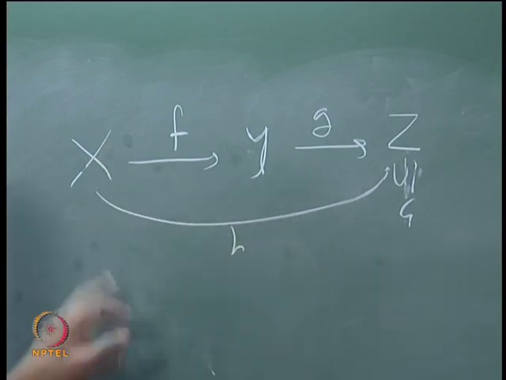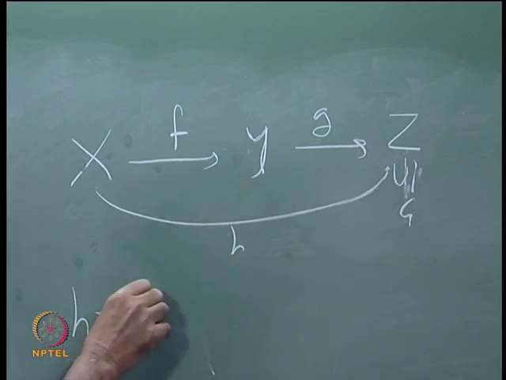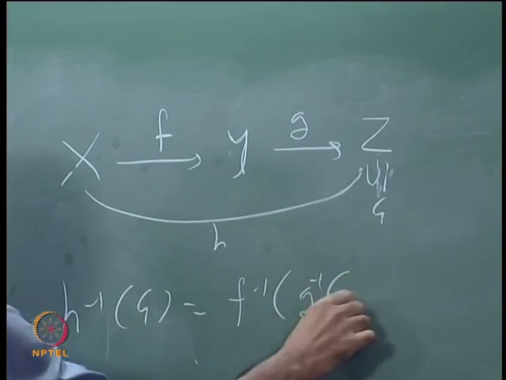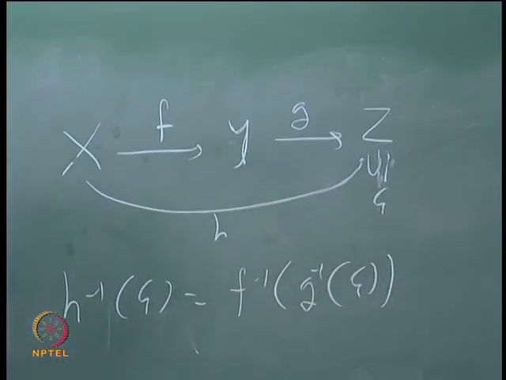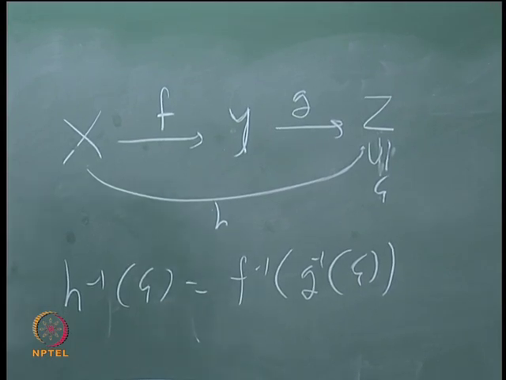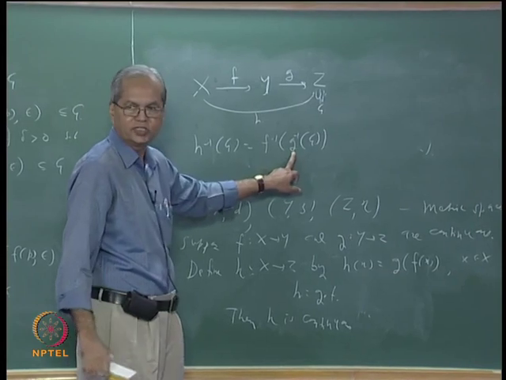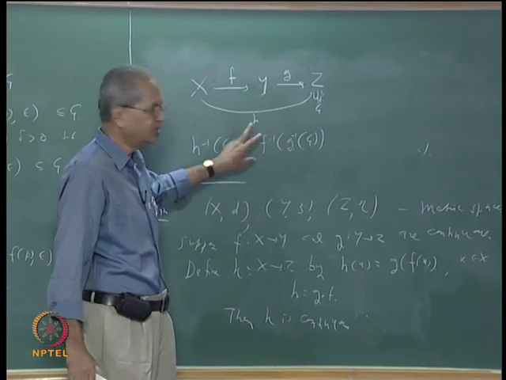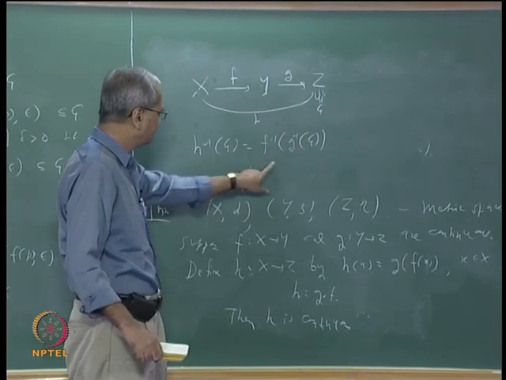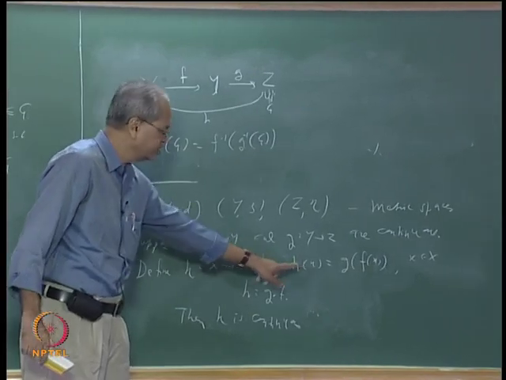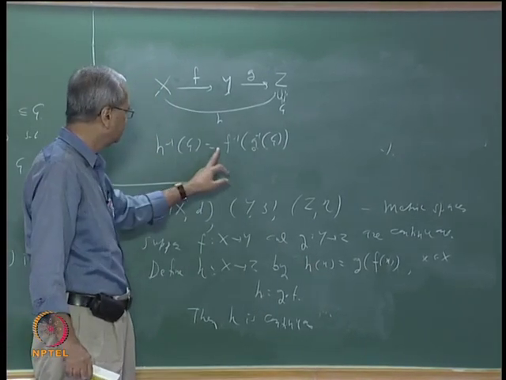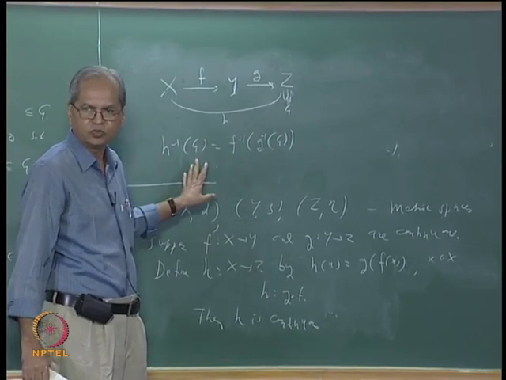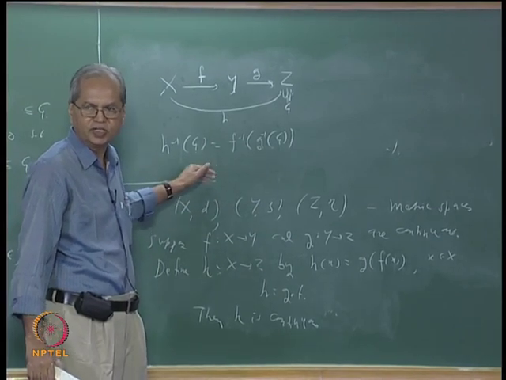In other words, what you have to observe is simply this: h inverse of G is f inverse of g inverse of G. And if G is open here, since small g is continuous, g inverse of G is open in Y, and since f is continuous, f inverse of this is open in X, and that is the same as h inverse of G. Now this is nothing but elementary set theory, because if h is defined like this, you can easily show that h inverse is f inverse composed with g inverse, if h is g composed with f. That is fairly elementary set theory.